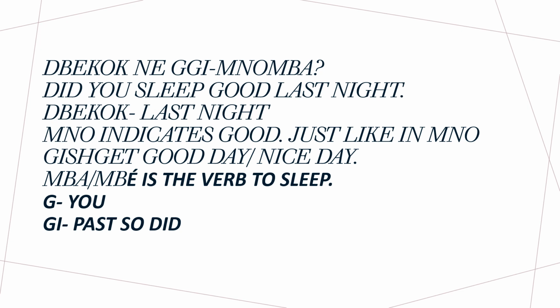And then mba or mbe is the verb to sleep. It kind of rotates back and forth. So it's mba in the first person, second person, then it's mbe in the third person, and it's mbe in the they form as well. The G on the front there is you, and then the gi is the past tense. So it's something that already happened. And since you're talking about last night, it obviously has to line up. You wouldn't say, are you sleeping good last night? It has to line up with the fact that it also happened in the past.